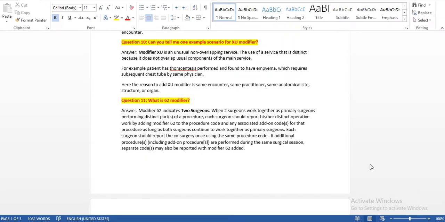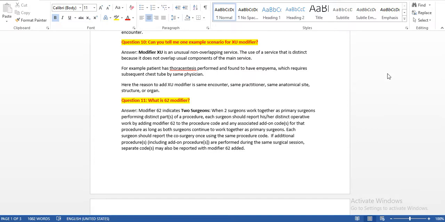Question 10. Can you tell me one example scenario for XU modifier? Answer. Modifier XU is an unusual non-overlapping service. The use of a service that is distinct because it does not overlap usual components of the main service. For example, a patient has thoracentesis performed and is found to have empyema, which requires a subsequent chest tube by the same physician. Here we need to add XU modifier. Here the reason for that is same encounter, same practitioner, same anatomical site, structure or organ.